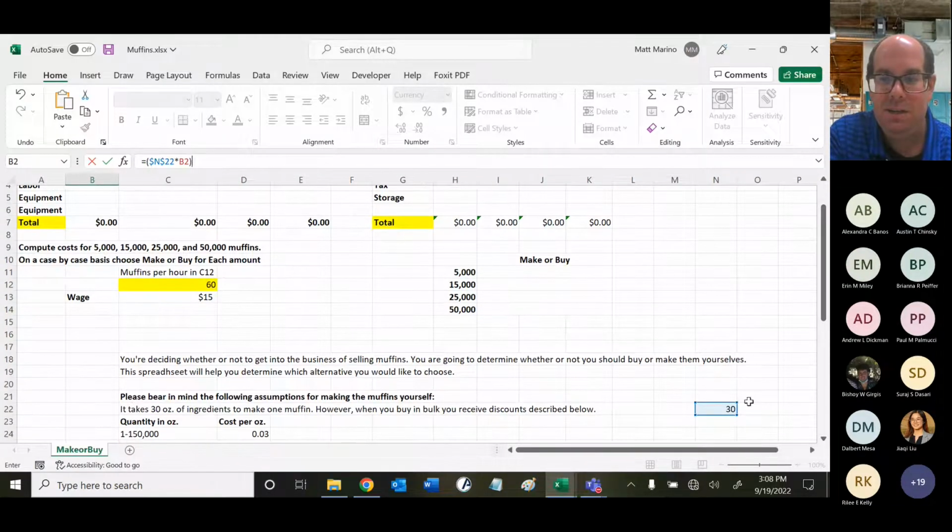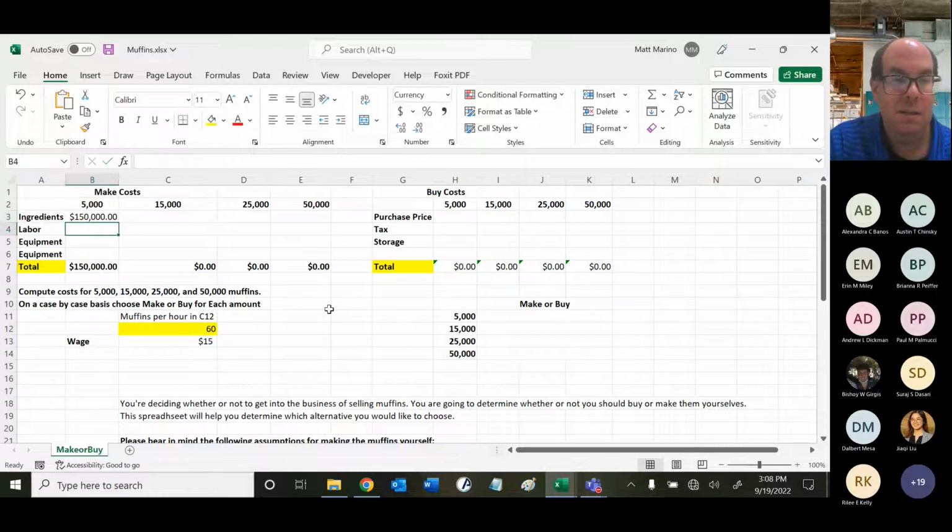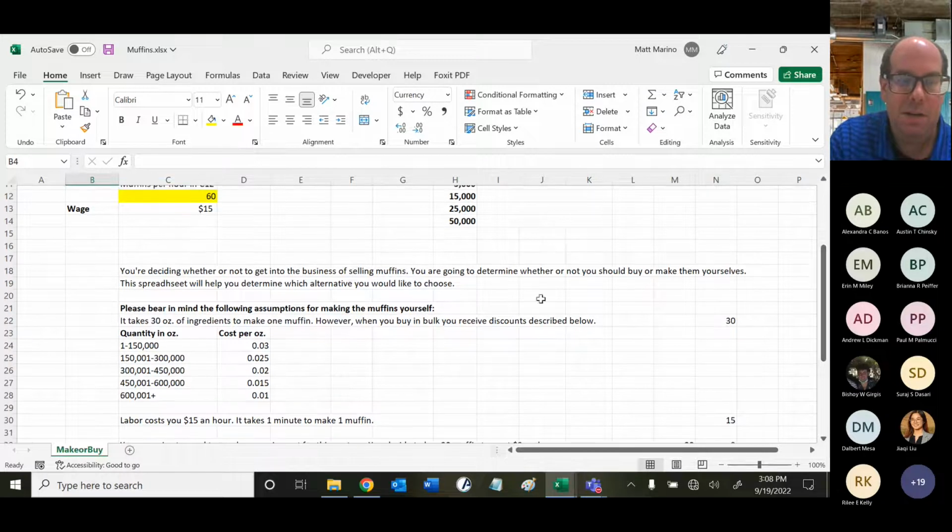So the N22 is 30 ounces. And the 5,000 is our number of muffins. So it'll tell us how many ounces we need. So when we hit enter, even though it has a dollar sign in front, it's 150,000 ounces. So we scroll down to our table here, quantity in ounces. So we got the highest one in this first example.